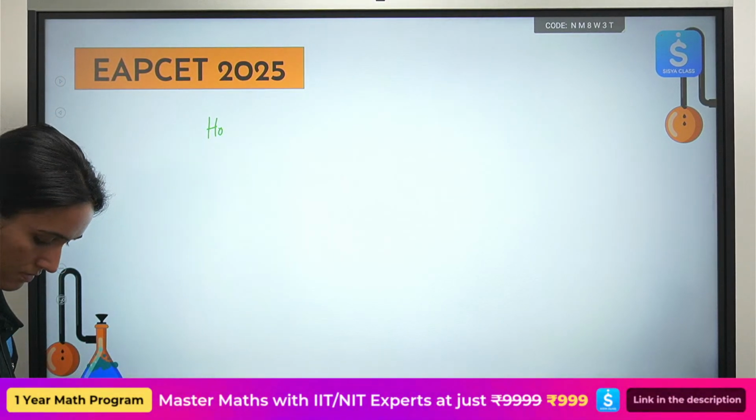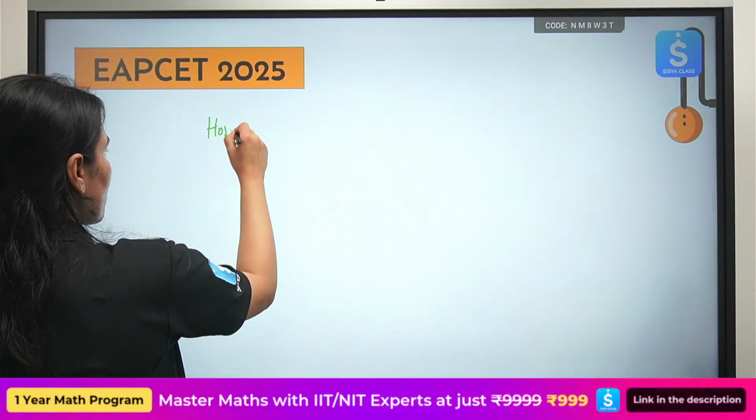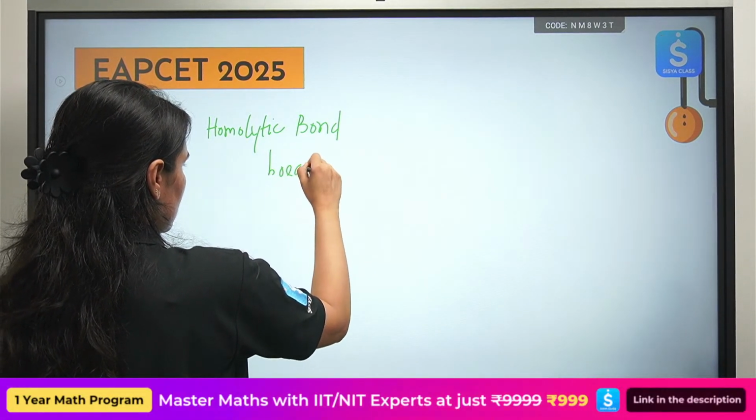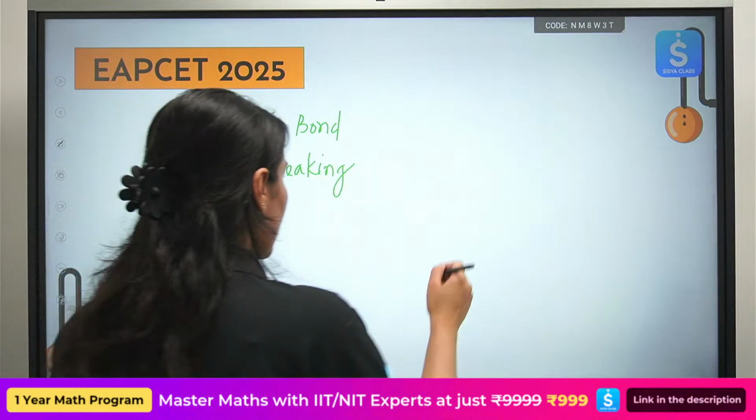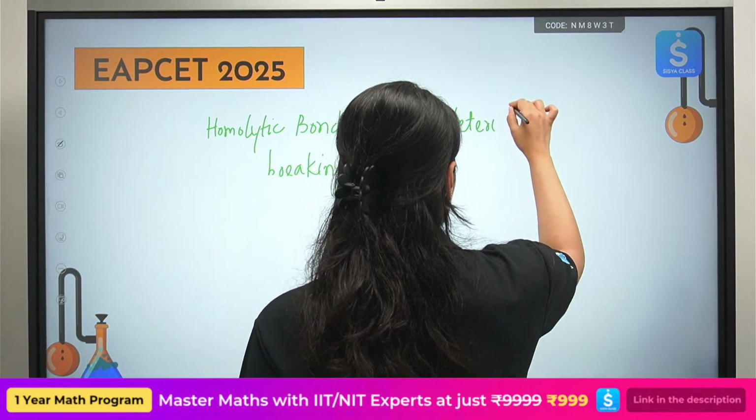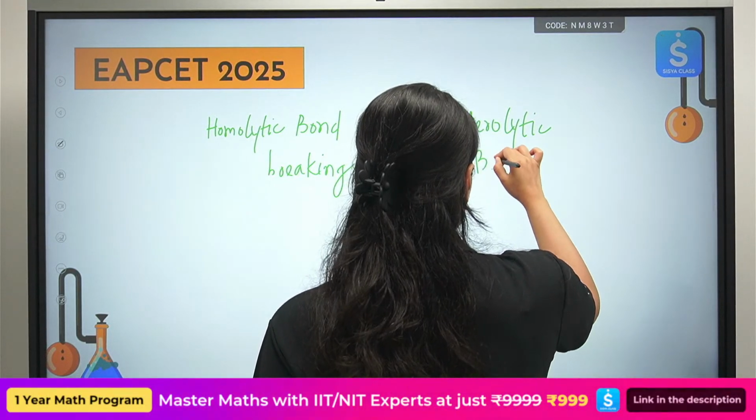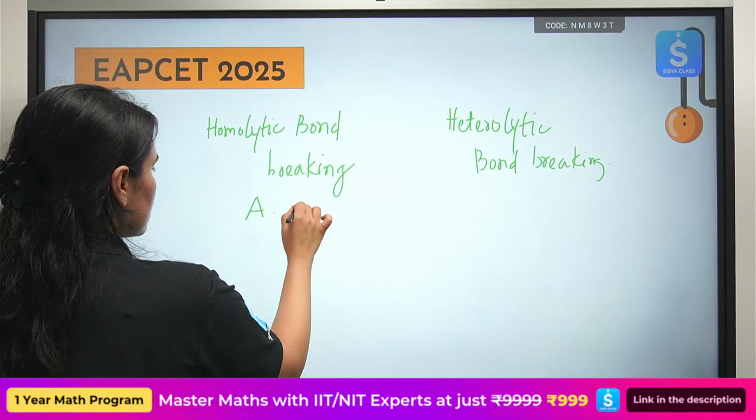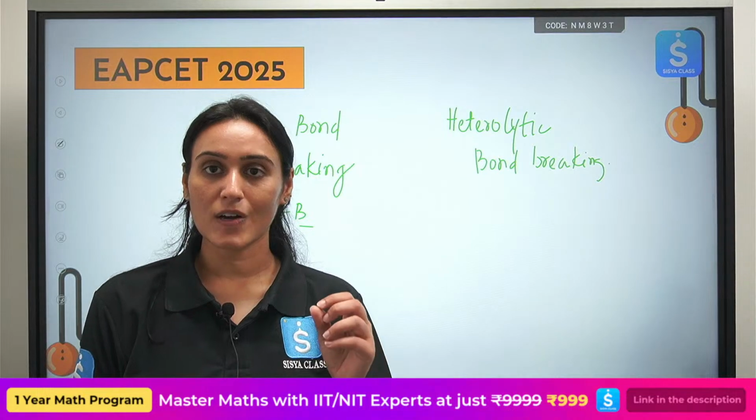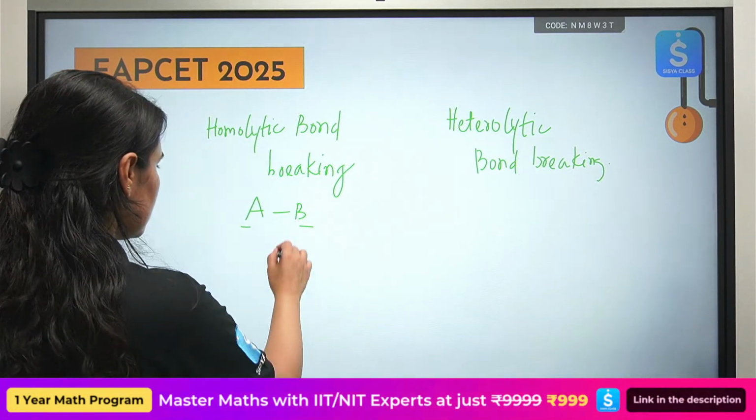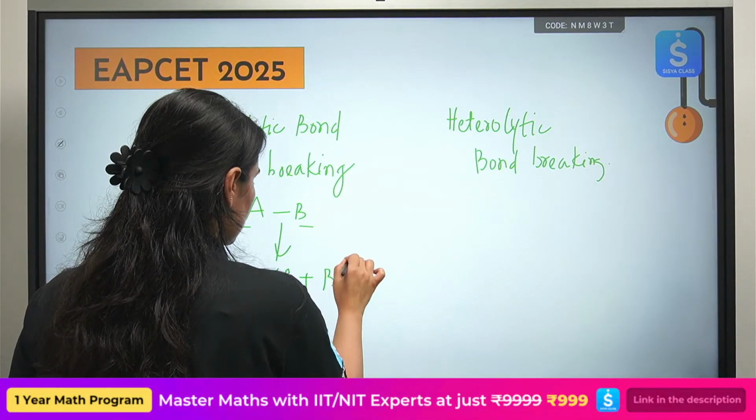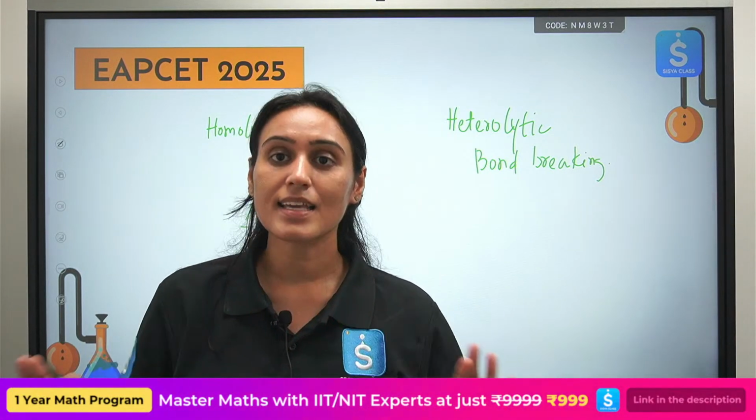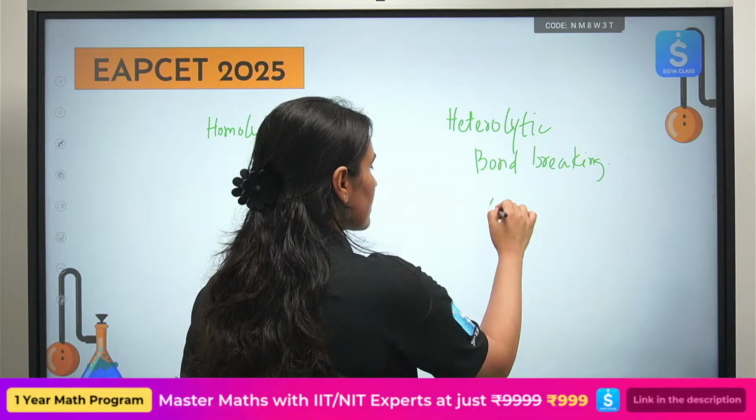Okay. Yes, so we have homolytic bond breaking and heterolytic. In homolytic bond breaking, the two groups will take one electron each, so it will give rise to free radicals. Okay, homolytic, both of the groups will take one electron each. There is equal distribution. What happens in case of heterolytic bond cleavage?